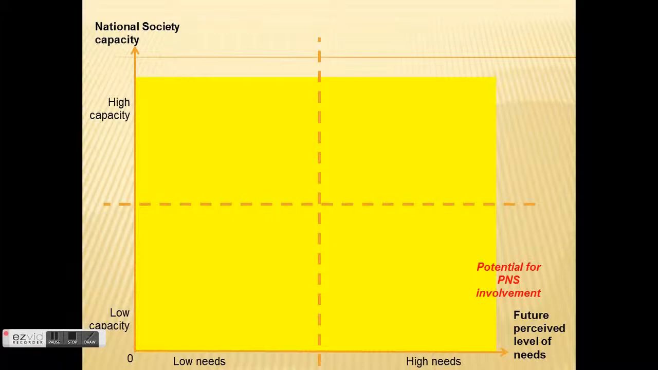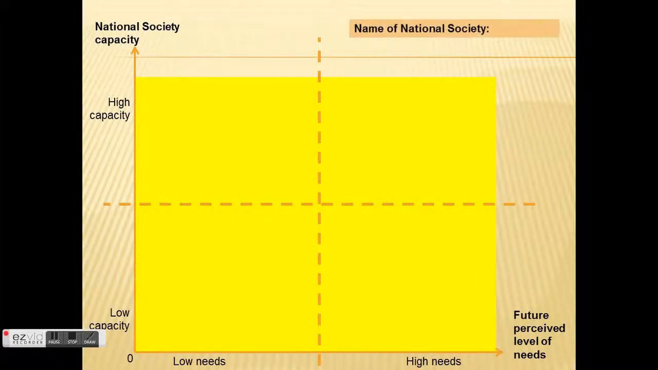So what we're going to look at is each of the regional reps will complete one of these charts per national society, indicating clearly the name of the national society in the top right box. So the information to be provided consists in placing 5 red X's in the corresponding area of the chart. So the first red X is National Society Organizational Development.